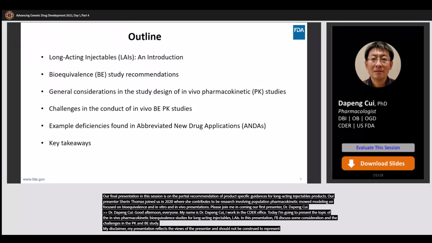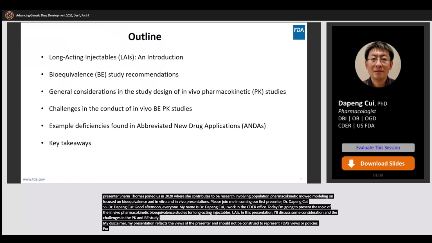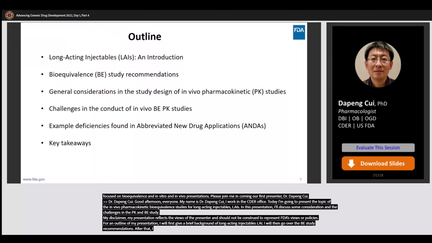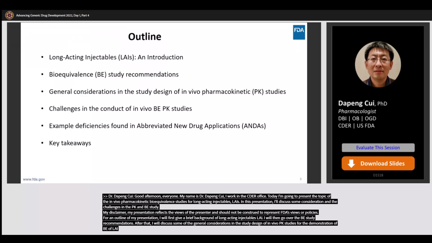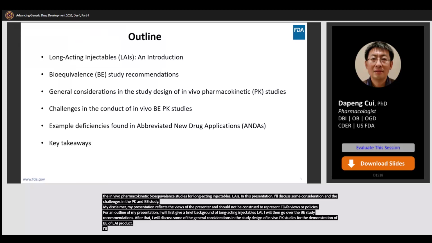So for the outline of my presentation, I will first give a brief background of long-acting injectable LAI. I will then go over the BE study recommendations. After that, I will discuss some of the general considerations in the study design of in vivo PK studies for the demonstration of BE of LAI product. I will also discuss some common challenges in the conduct of in vivo PK study for LAI.